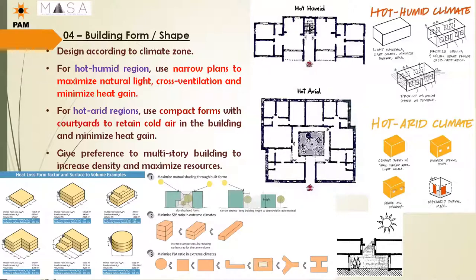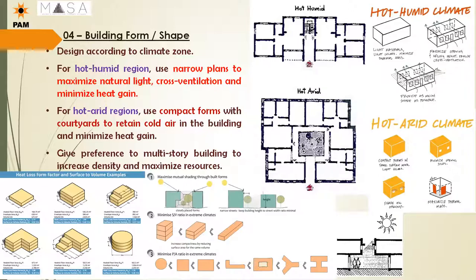For hot arid climates, they are different in the way they do things. They have to do the building form in a more compact shape, and preferably they will do a courtyard in the center. All the openings around the building itself are very small, and also with shadings, just like us, just in case they are in the hot seasons. These are the reasons: they want to attract the cold air, contain the cold air in the building and minimize the heat gain.